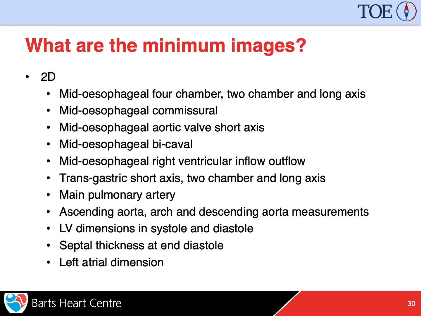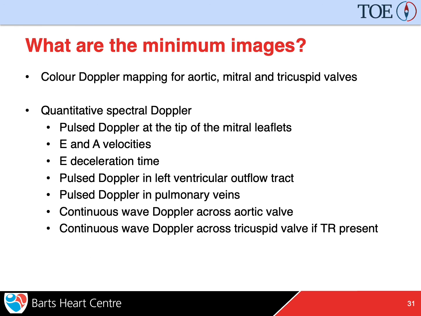What are the minimum images? I think these are going to be relatively comprehensive, so I'm not going to go through all of these, but you need to have all of the mid-esophageal views from 0 to 120 degrees. You've got to have the transgastric views, all three, measurements for the pulmonary artery and aorta, and essentially your septal thickness and left atrial dimensions. You need to put some colour over the aortic, the mitral, and the tricuspid valves, and there are a number of Doppler measurements, which are principally pulmonary veins, mitral valve, aortic, and tricuspid if there's TR.